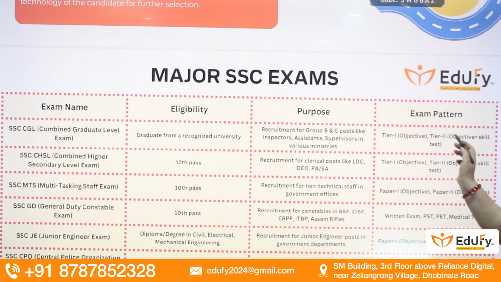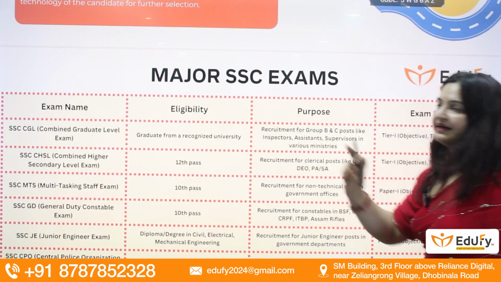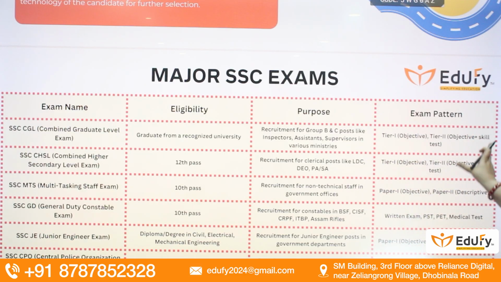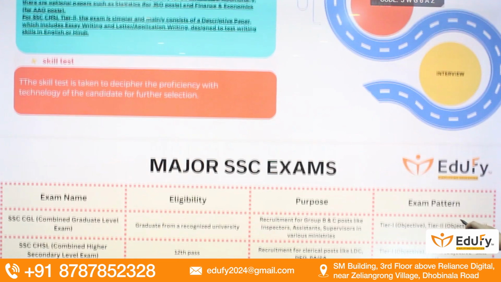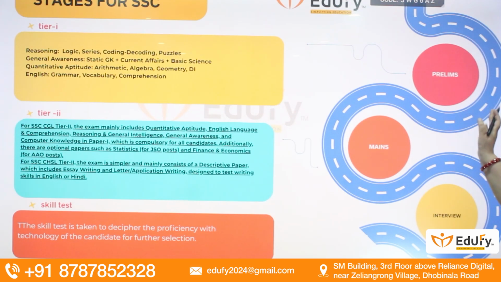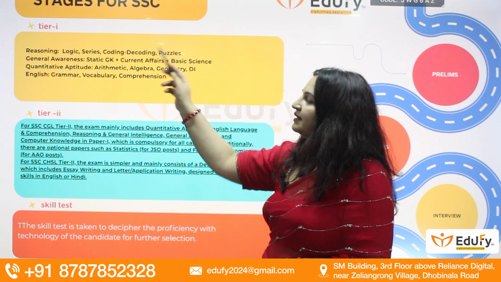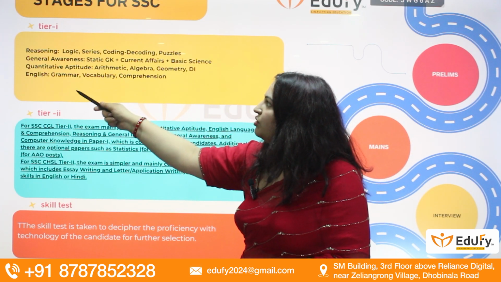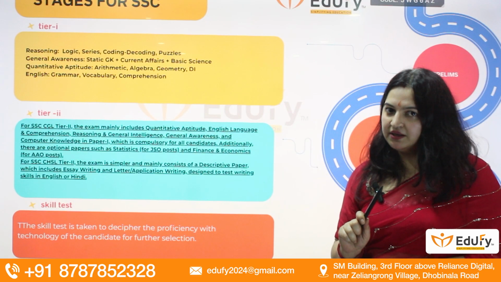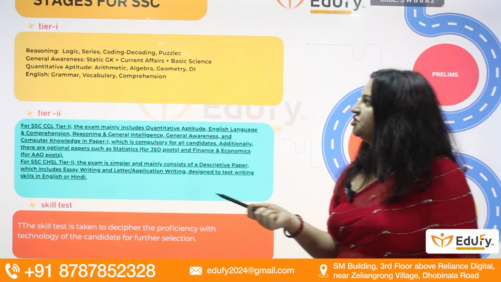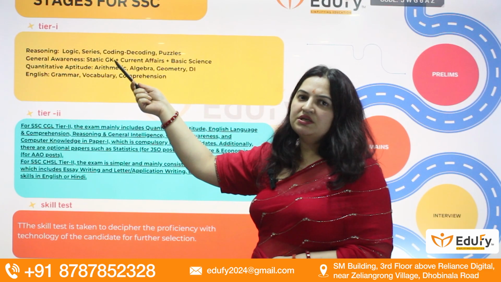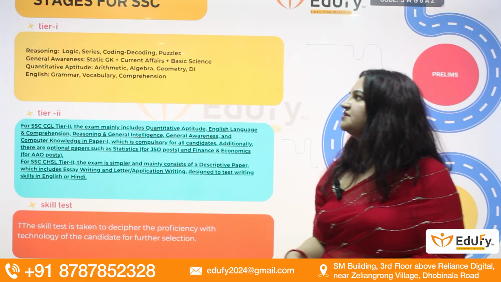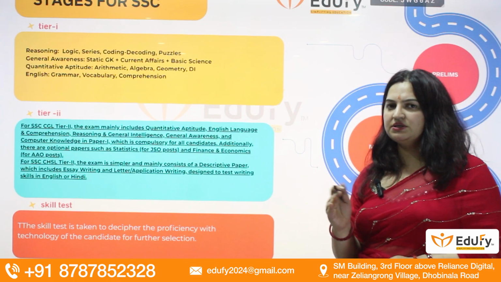Now, we have seen the eligibility criteria, what you will be posted as, like Group B and Group C officers, and the exam pattern, especially tier 1 and tier 2. There will be 3 stages: pre, mains and interview. For SSC CGL tier 1, they have four topics, including reasoning, which is part of the syllabus. Another is general awareness. Reasoning covers logic, series, coding and all these aspects. In general awareness, you will see current affairs, basic science, basic GK, history, politics, economy and all these subjects.